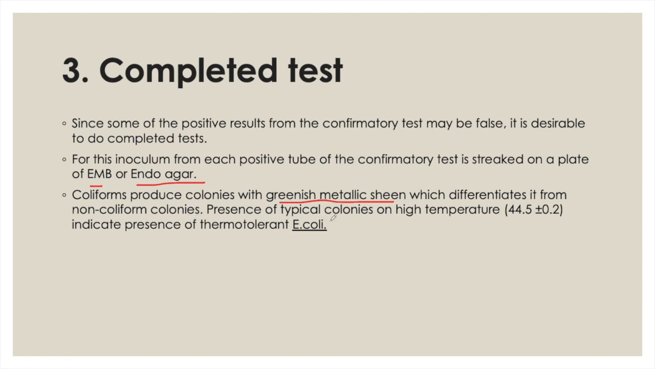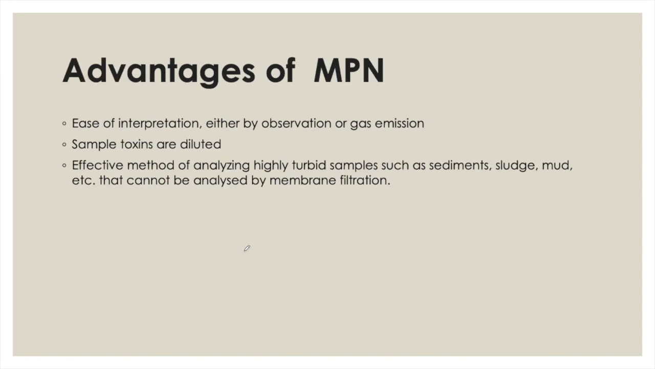The presence of typical colonies at high temperature indicates the presence of thermotolerant E. coli. So at high temperature, if there are these greenish colonies, it tells us of the presence of thermotolerant E. coli. So it will be a completed test. These were the three steps in which the coliform test is performed for the presence of the microbiological component in water. And what are the advantages of MPN?